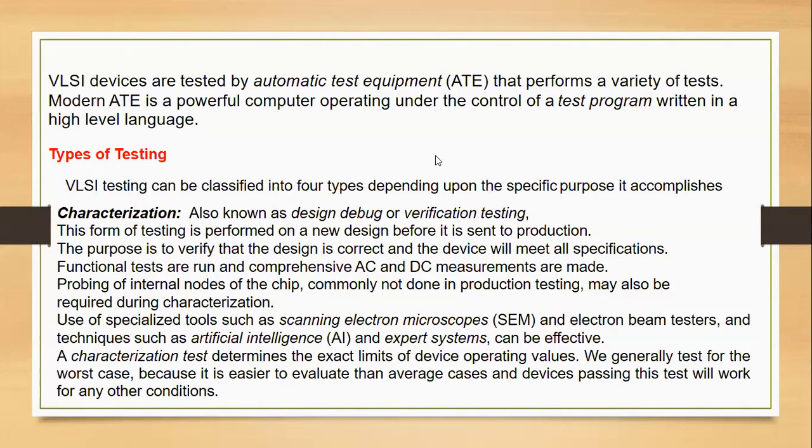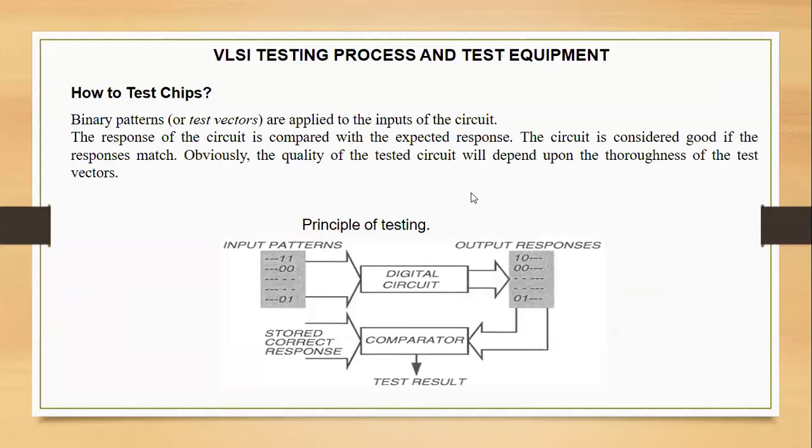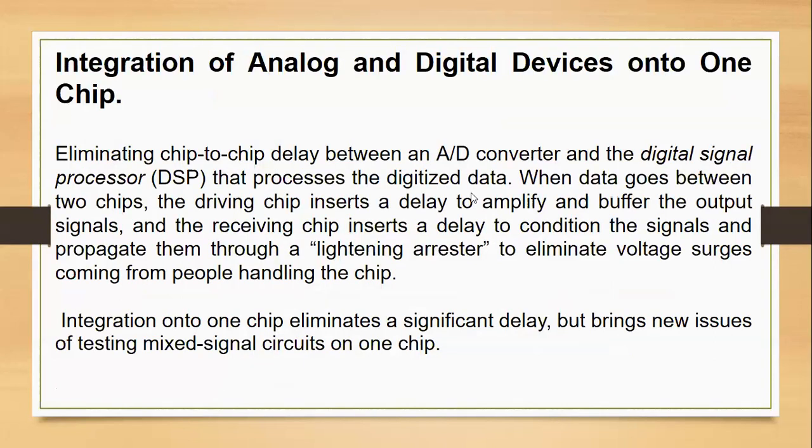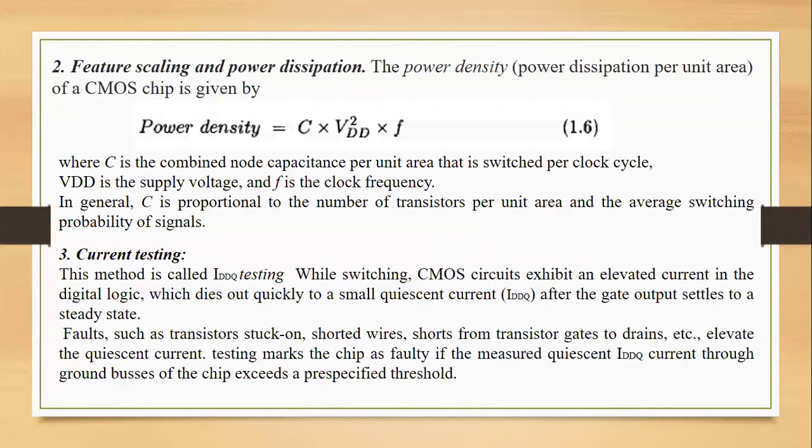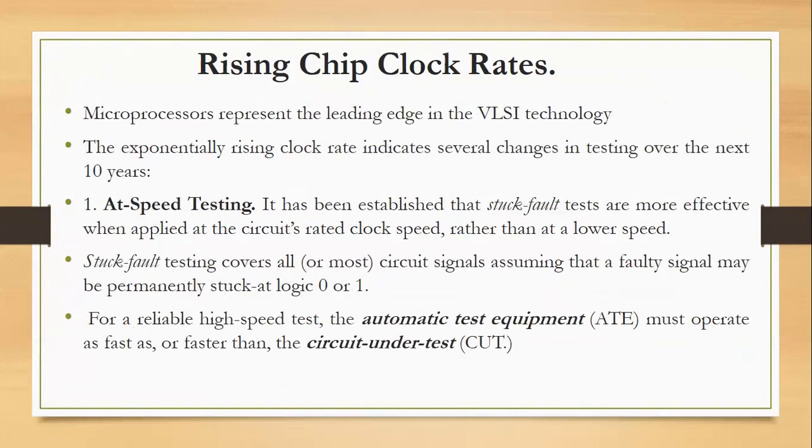Okay, so let us continue. So here we have types of testing. Sir, what is the difference between automatic test equipment and automatic test pattern generator? Automatic test equipment, in the sense, is equipment used for testing purposes.